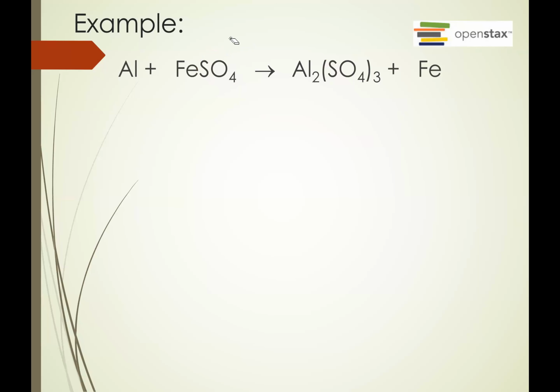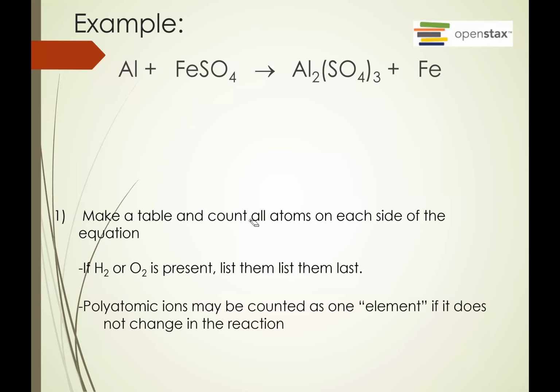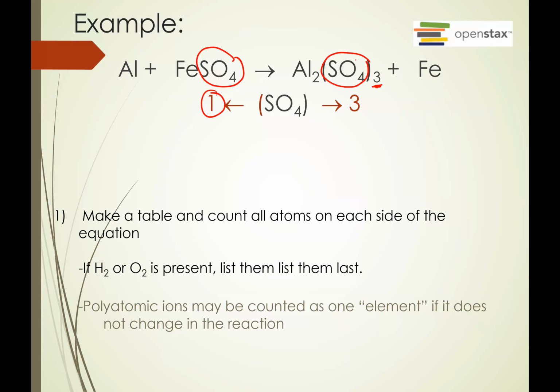So now if you have trouble with balancing, here's a method to help you. The first thing you do is you write down everything in the reaction. Okay, so first we do sulfates. There's 1 sulfate over here, and there's 3 sulfates on this side. Okay, now let's do aluminum. How many aluminums on this side? 1. How many aluminums on this side? 2.